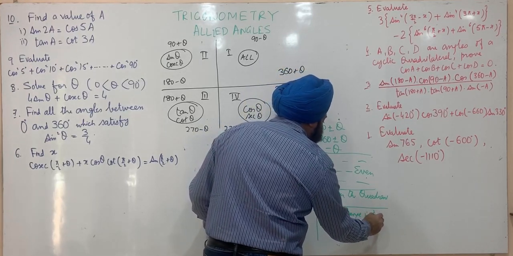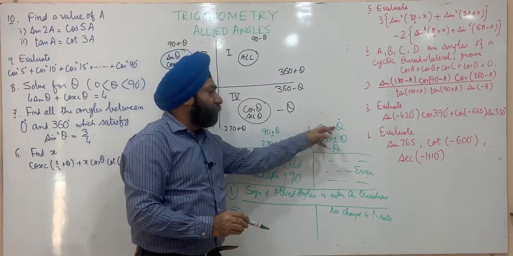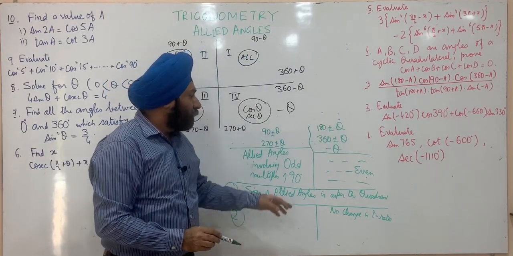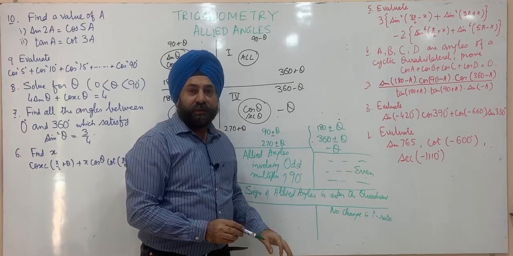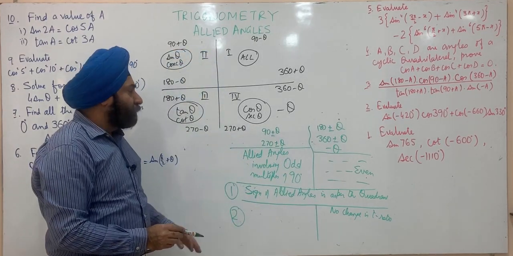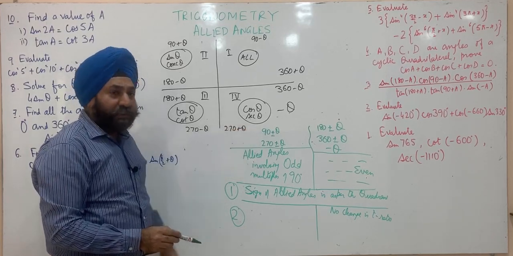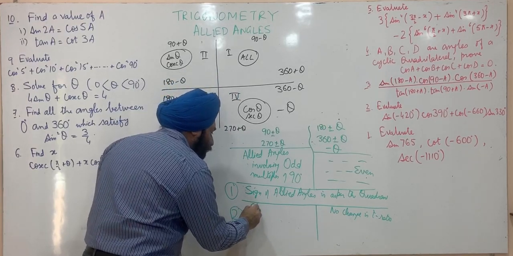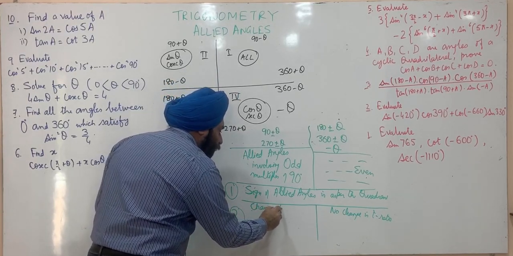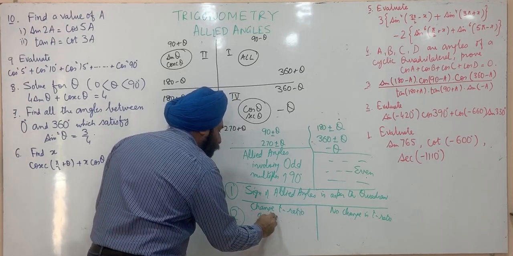in the trigonometric ratio. That is, if I am writing sine of 180 plus theta, it will be minus sine theta. If I am writing cos of minus theta, it will be cos theta. That is, the trigonometric ratio doesn't change. But here, where we have odd multiples of 90 degrees, we have a rule of change, and that is change the trigonometric ratio as per this rule.